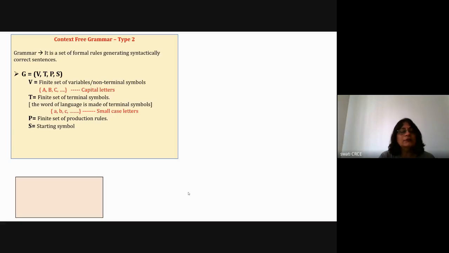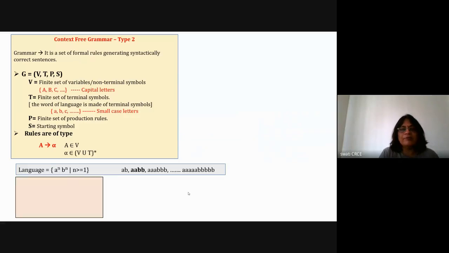Okay, and the rules are of the type A generates alpha, where A is the single variable at the left hand side, and alpha is the combination of variables and terminal symbols. So your rules are of this type, like left hand side is the single variable, right hand side is the combination of variables and terminals, and S can also be there at the right hand side. Okay, so this is about the context free grammar.